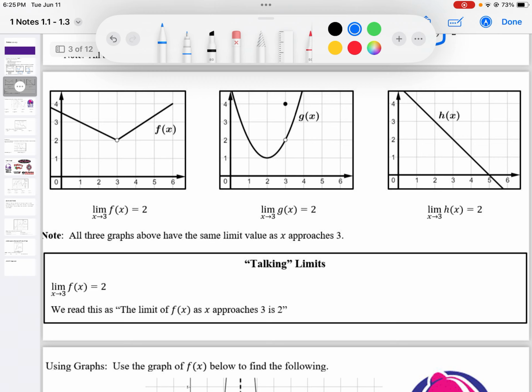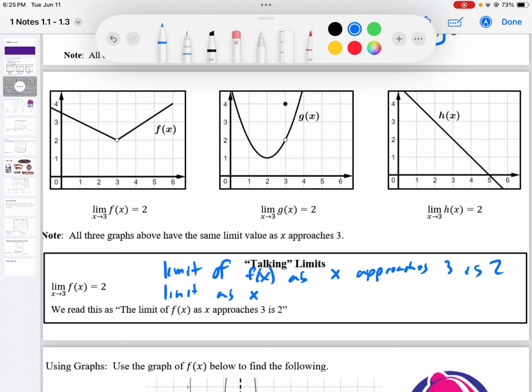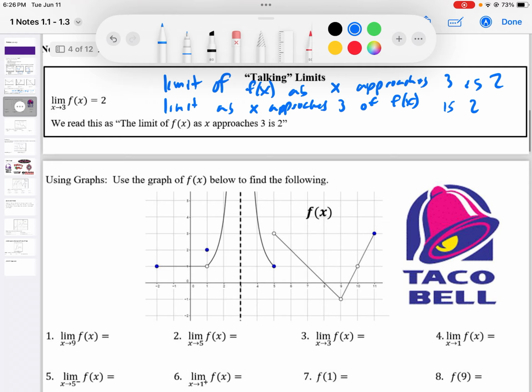Okay, so talking limits, the way we read this, I already said this, is the limit of f of x as x approaches 3 is 2. Now the other way you can say it is the limit as x approaches 3 of f of x is 2. You could say it either way. I usually say it the first way, but it's correct either way. All right, let's look at some more challenging questions.